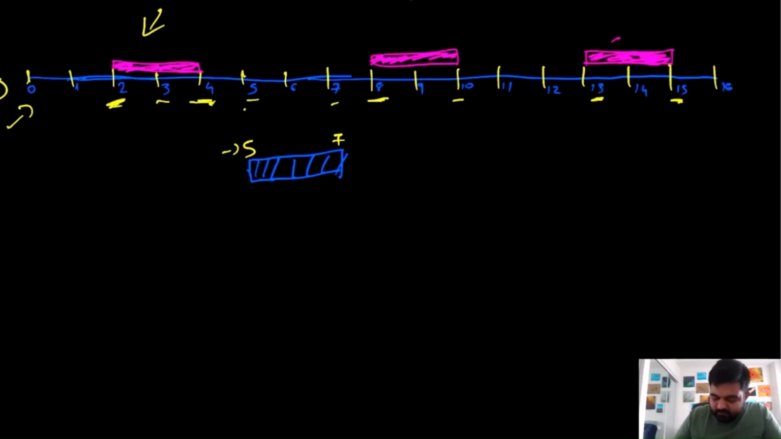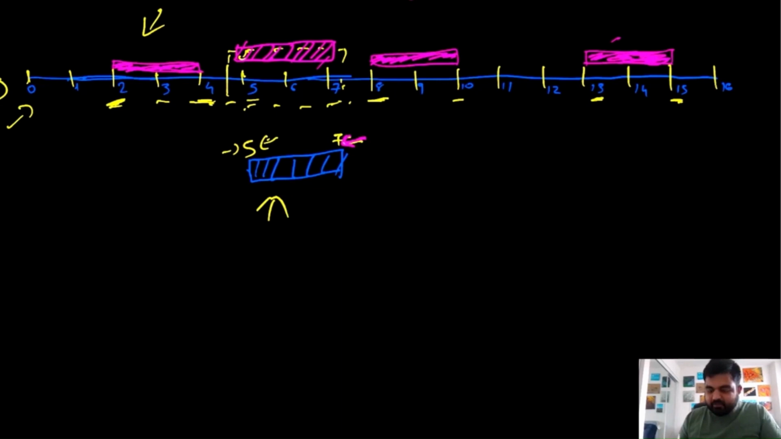Now from this 4 we reach this 5, and this 5 is the starting point of this new interval. So we check in our original set of intervals whether from 5 to 7 there exists any conflict. From 5 to 7 there is actually no conflict in our original intervals. So if there is no conflict, we simply add a new interval over here from 5 to 7 to our list of answers.